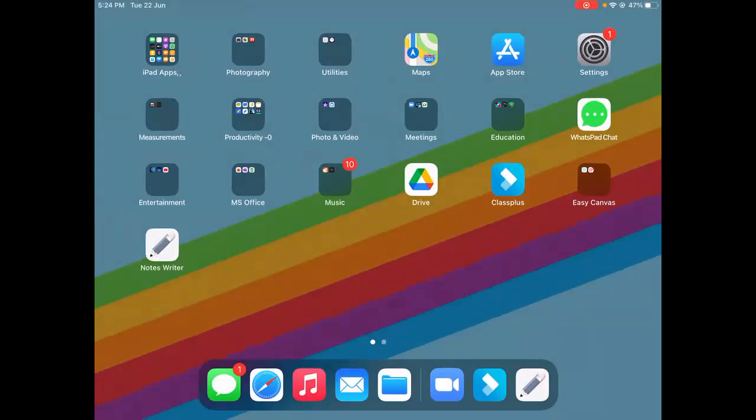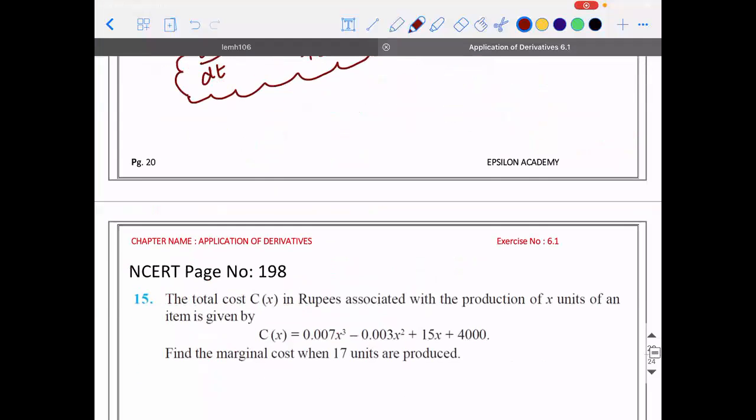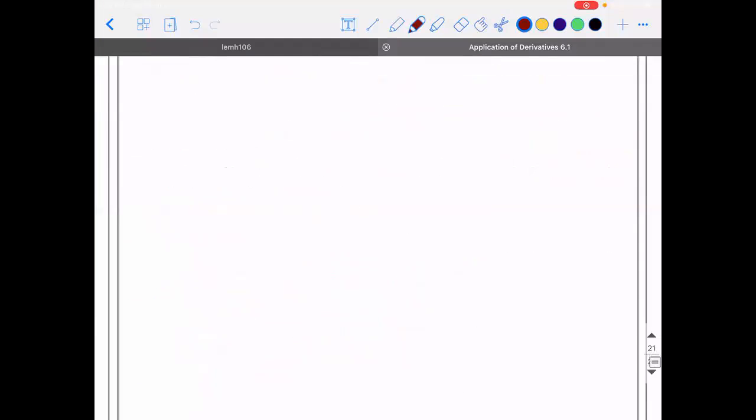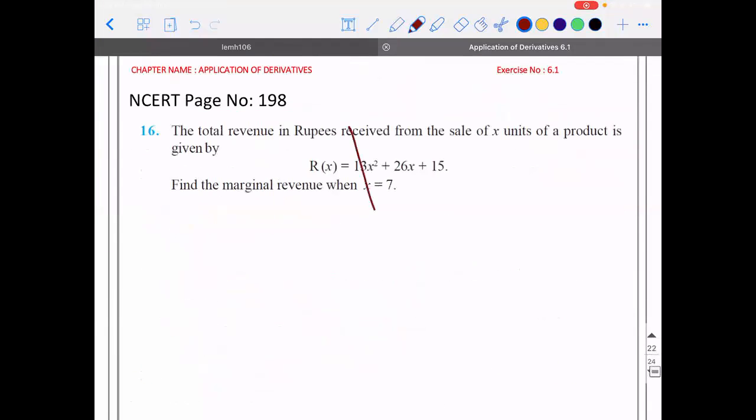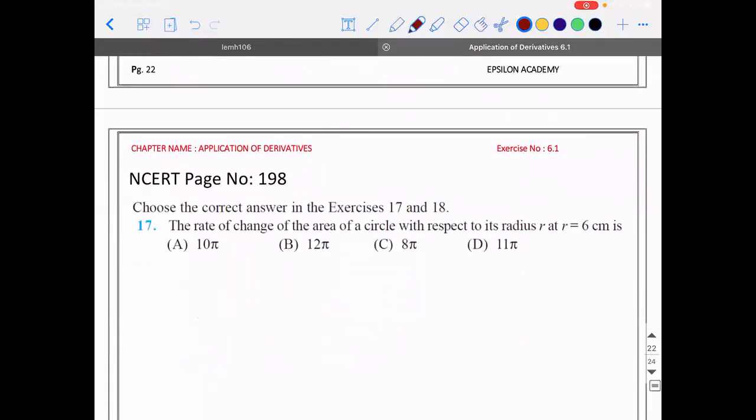So shall we move on to the next one? Total cost and all are not there. These problems are not there. Not there. Yeah.